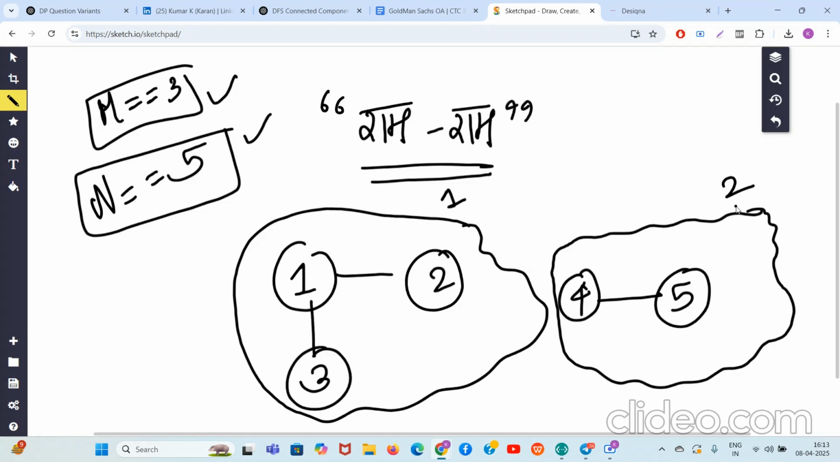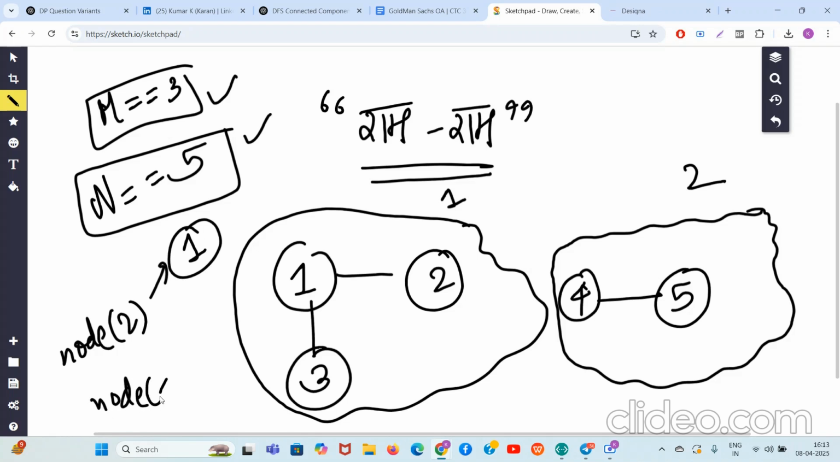So hopefully you understand what a connected component means. If this is connected component one, it means you can travel anywhere from here to here to there to here. You are allowed to travel like that. But if two nodes are in different components, for example, node number 2 is part of the first component, and node number 4 is part of the second component, it means you cannot travel from 2 to 4. There is no path from 2 to 4. That's why they are in different components.